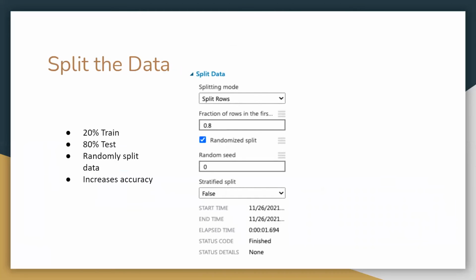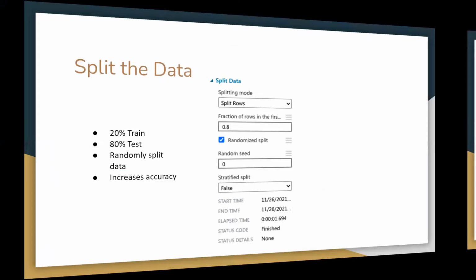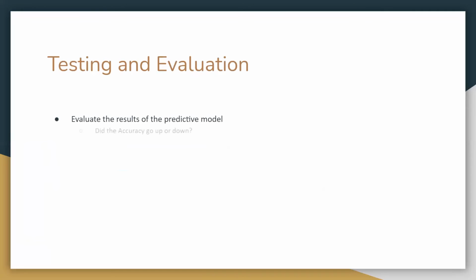We found we could increase the accuracy by splitting the data. We chose an 80-20 split, so we would run it, test it, and decide what to do.